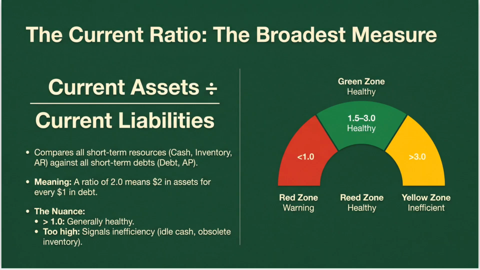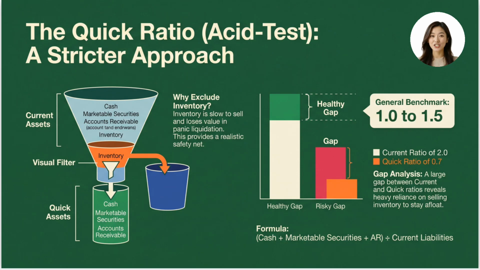The current ratio is the broadest liquidity measure because it compares all current assets with all current liabilities. In other words, it asks how much short-term resource a company has for every dollar of short-term debt. As the gauge shows, a ratio above 1 is usually acceptable, while a very high number can also hint at inefficiency.